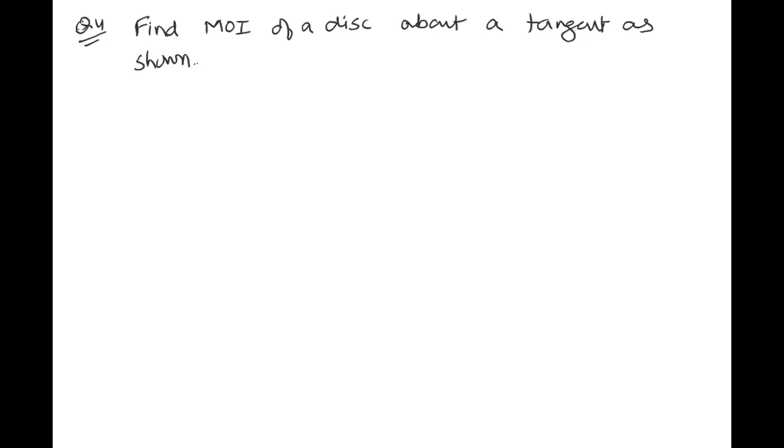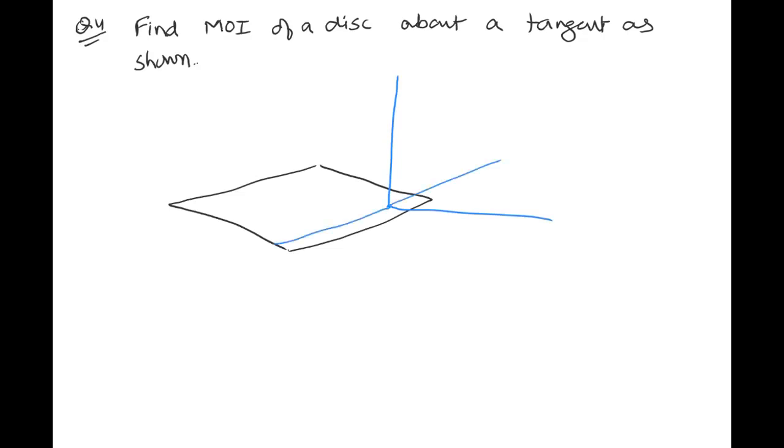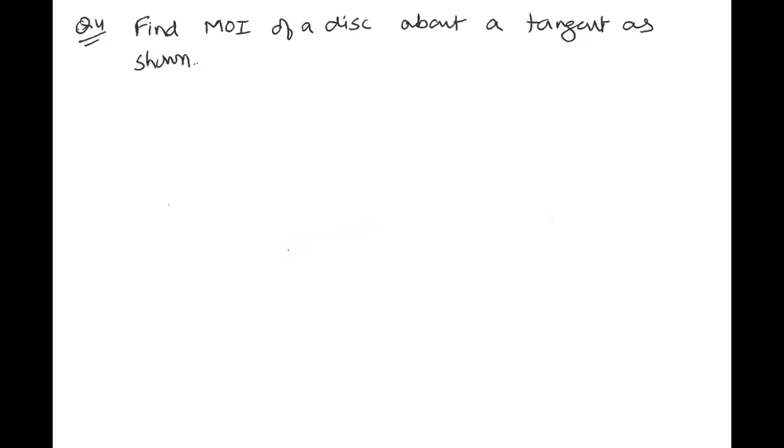So I can have a two-dimensional object like this, and I can set up my x, y, z axis here, and still I would get the same answer. So the perpendicular axis theorem would still hold. Okay. Very good question.